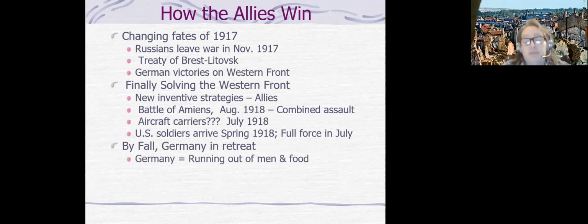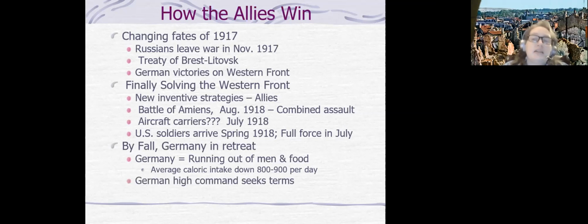Germany was running out of men. Germany was running out of food. The average caloric intake in some areas was down to 800 or 900 calories per day, sometimes less. But Germany doesn't get invaded. And the German High Command very much sees this. The military men see this as a serious problem, and they're like, no, we're going to lose. And they feel like they're going to get the same kind of deal that they would have if the war had ended in early 1915. And they're kind of living in a dream world. This hasn't changed the nature of warfare at all.